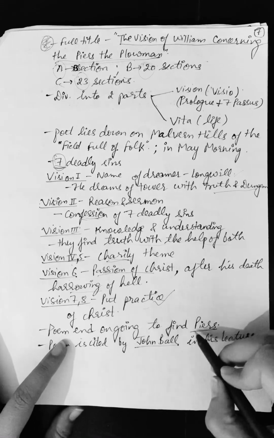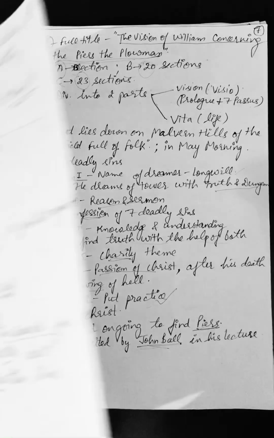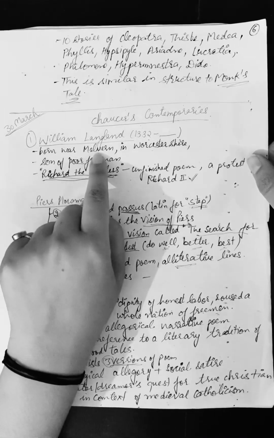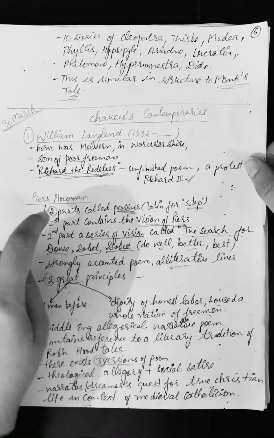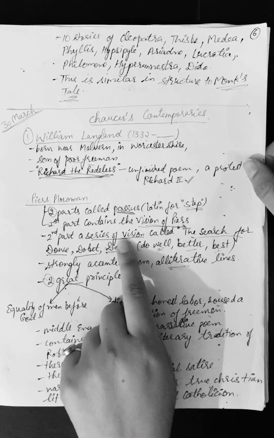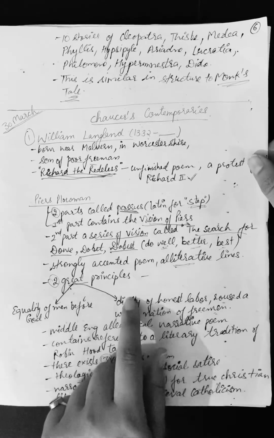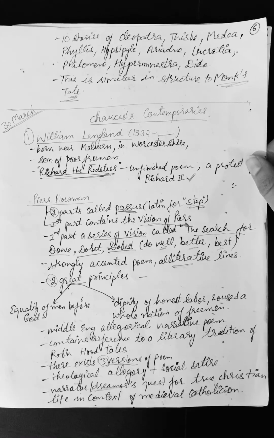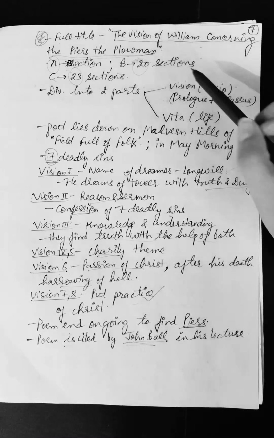The poem ends with the going to find Piers, and the poem is cited by John Ball in his sermon. Just remember that William Langland was born in Malvern, and his two major works are Richard the Redeless and Piers the Ploughman, divided into two parts. Visions of Piers is a series of visions and consists of Do-well, Do-bet, Do-best, that is do well, better and best. Two principles: equality of man and dignity of honest labor. Then there are three versions of the poem. The next point: this is the full title of the work, Vision of William Concerning Piers the Ploughman, divided into two parts.